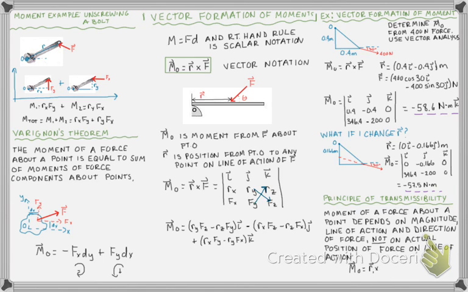So I can say that the moment about point O is equal to R1 cross F, which is equal to R2 cross F, which is equal to R3 cross F. So any combination, any way you can get from point O to the line of action of the force, you'll get the same answer. So there you go.